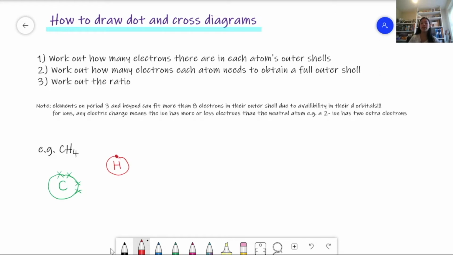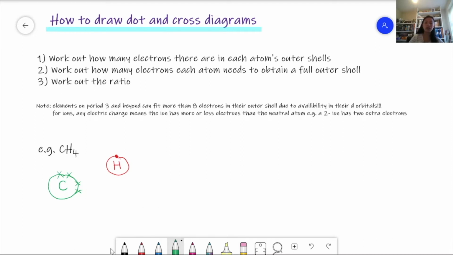And so we can see that because carbon needs 4 electrons in order to have a full outer shell, and hydrogen needs 1 electron in order to have a full outer shell, that means that for every carbon we need 4 hydrogens. That's kind of taught to us in the question, but sometimes they don't give it to you, so you need to work it out. But so with carbon and hydrogen, we can then put in 4 hydrogens.